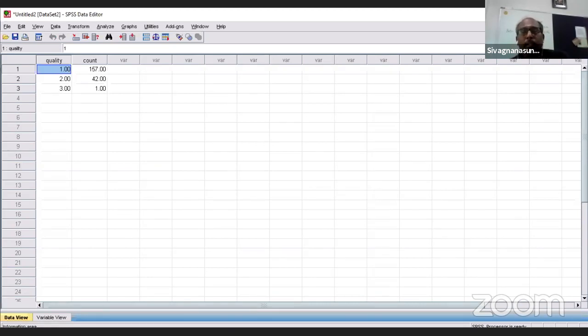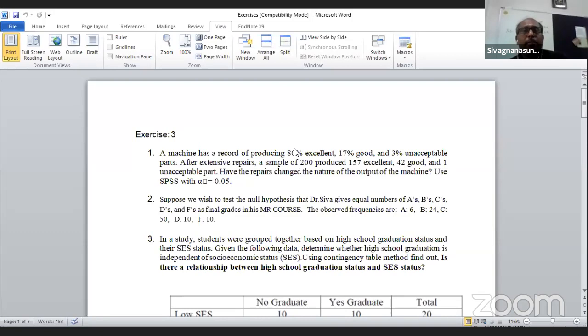So what do I expect the machine to produce? What is given in the problem is the machine is expected to produce 80% excellent, 17% good, and 3% unacceptable. 80, 17, and 3. This is the expected frequency. And in the sample of 200, what we have seen is 157 excellent, 42 good, and 1 unacceptable. These are observed frequencies.